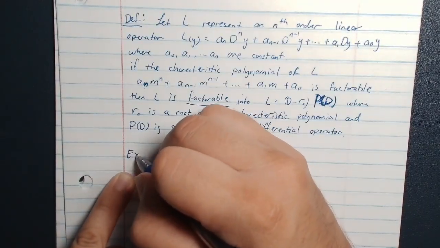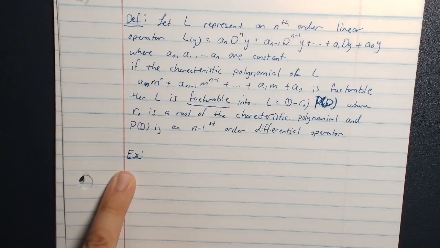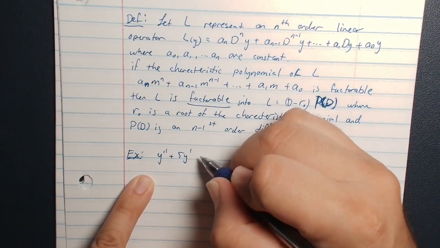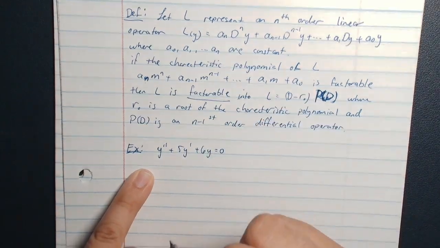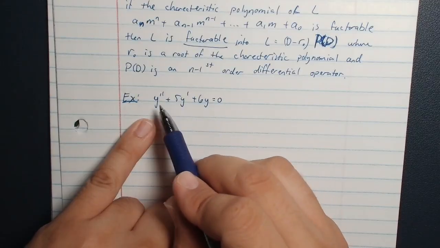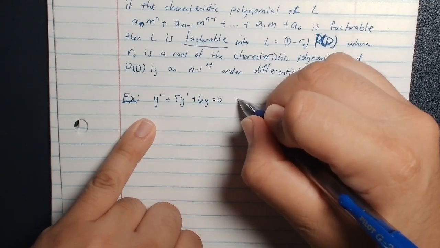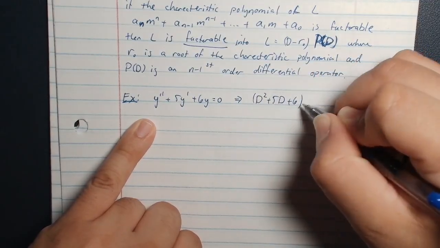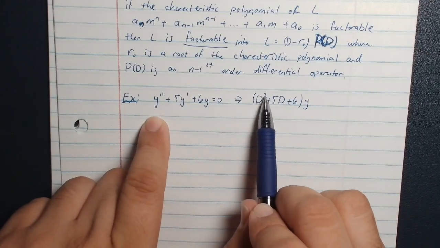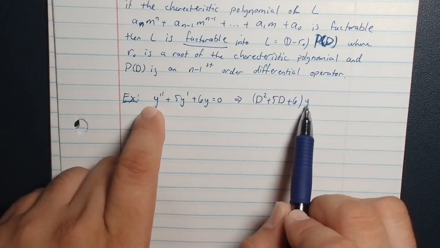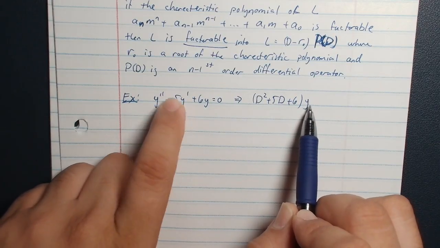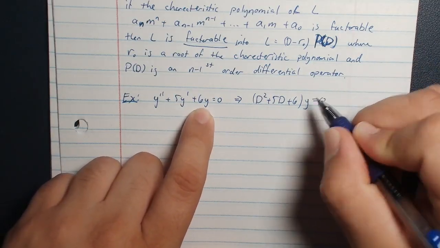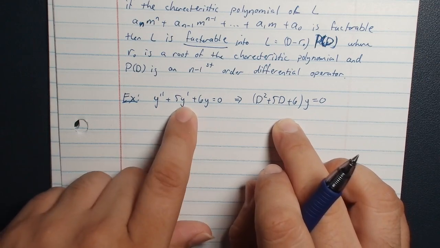Okay. So this may sound pretty complicated, and conceptually it's not the simplest thing in the world, but procedurally it's really pretty simple. Here, let's take a look at an example. If we have y double prime plus 5y prime plus 6y equals 0, then you can write this in differential form. We can write this as D squared plus 5D plus 6 of y. Remember, this means take the second derivative of y, plus 5 times the first derivative of y, plus 6 times y, equals 0. So this is just the differential form of this ODE.